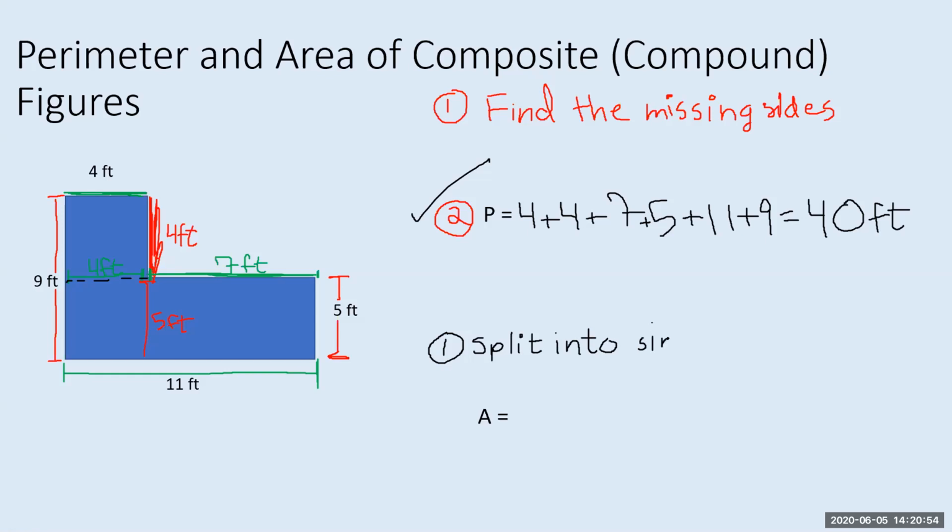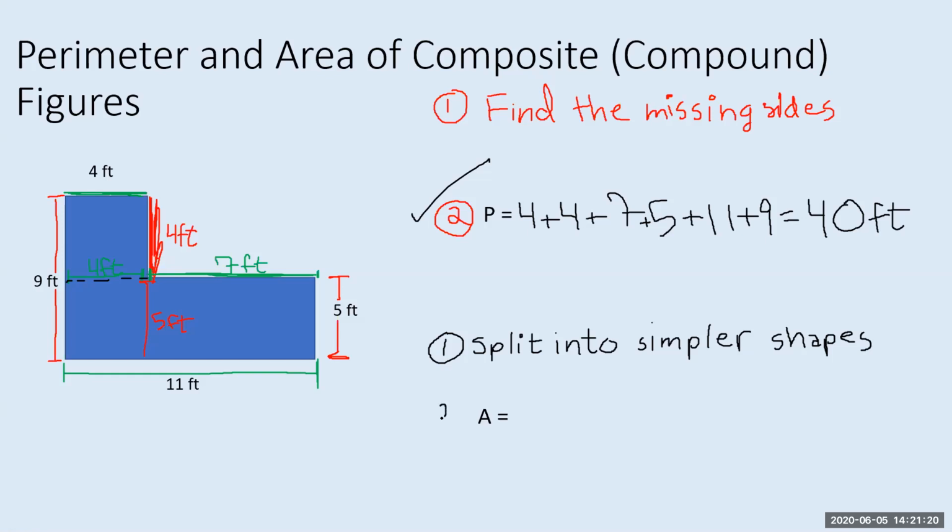So the first step when calculating area of a compound figure is to split it up into simpler shapes. And they're going to need to be shapes that you have the formula for calculating area for. So split into simpler shapes. Shapes that you have listed on your formula sheet, or shapes that you've worked with before. Okay, so we split it up.